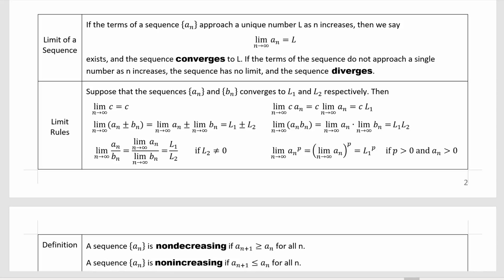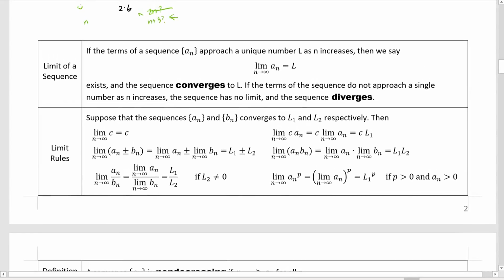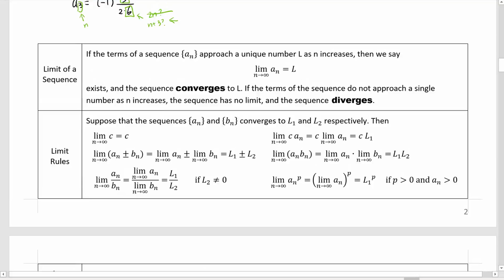If the terms of a sequence approach a unique number L as n increases, then we say the limit of a sub n equals L exists, and the sequence converges to L. If the terms of the sequence do not approach a single number as n increases, the sequence has no limit. Then the sequence diverges.